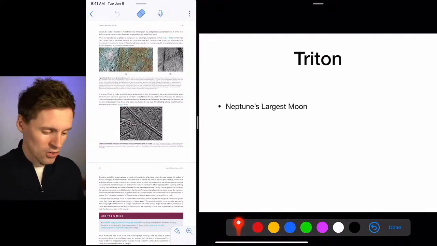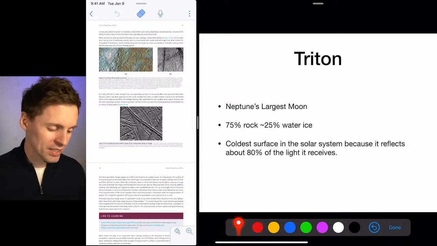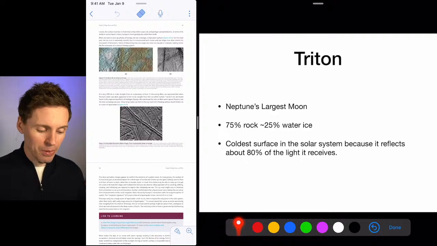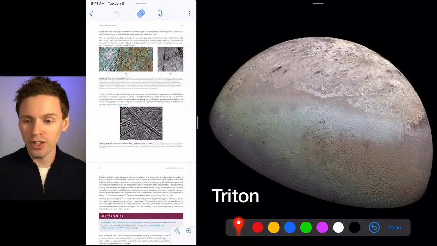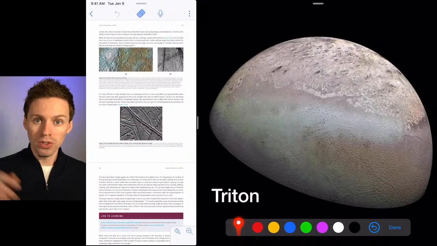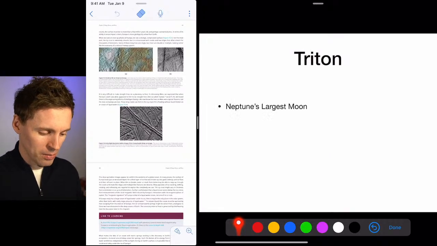It's Neptune's largest moon. It's about 75% rock and 25% water ice. It has the coldest surface in the solar system because it reflects about 80% of the light it receives. So look at this. It's a very light-colored moon. And so most of the sunlight that hits it gets reflected back out into space. So it's just very cold. It doesn't have an atmosphere.